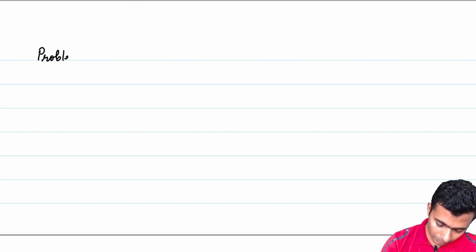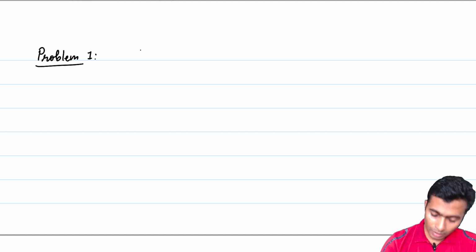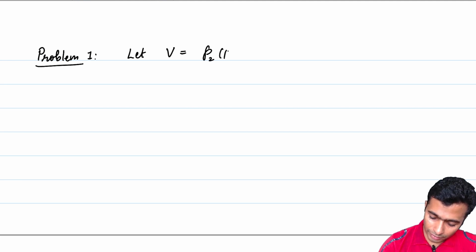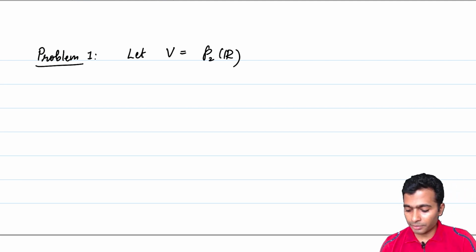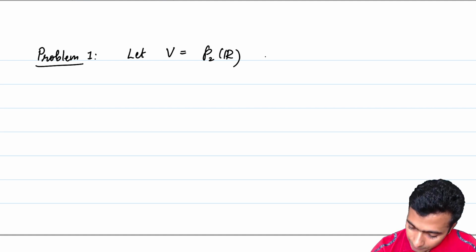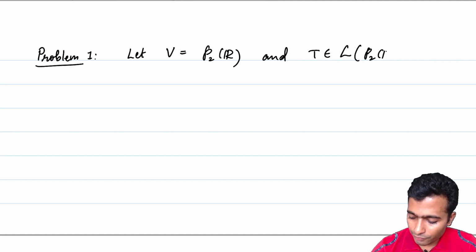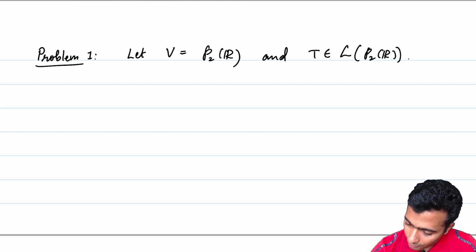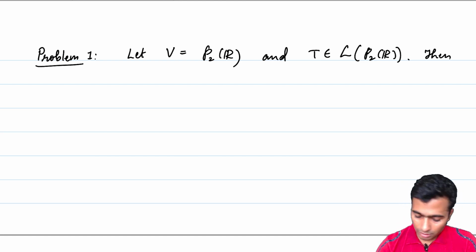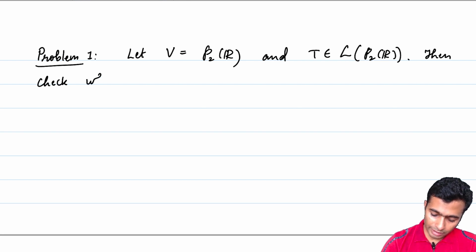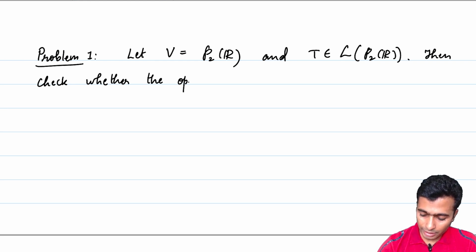So problem 1. Let V be the vector space P2 of R, which is the vector space of polynomials over R of degree less than or equal to 2. And let T be a linear operator on P2 of R. It's a linear transformation from P2 of R to itself. Then check whether the operator T is diagonalizable.